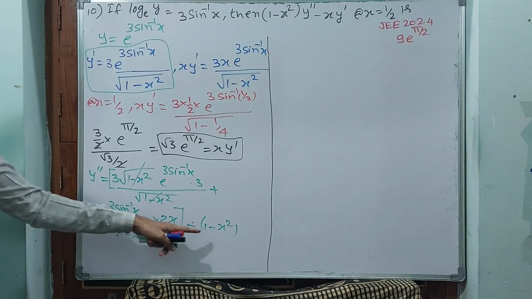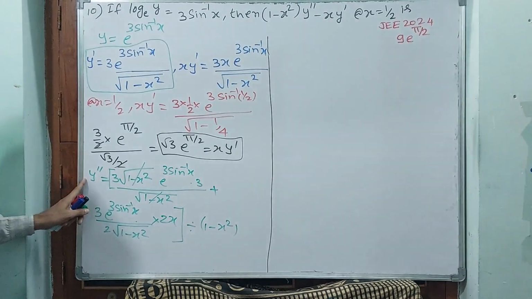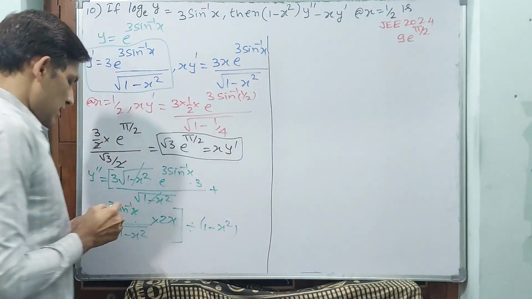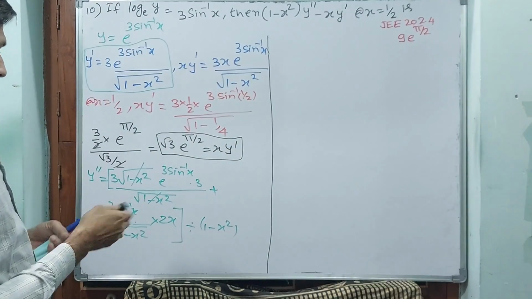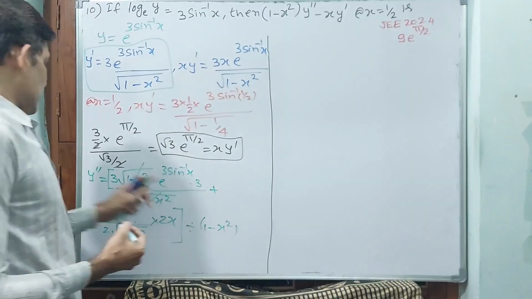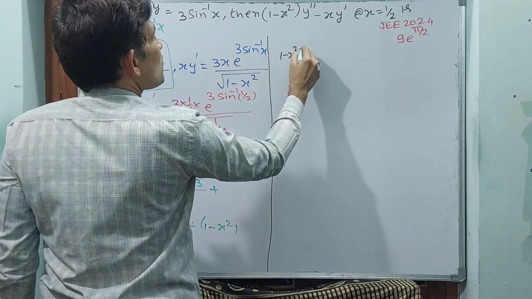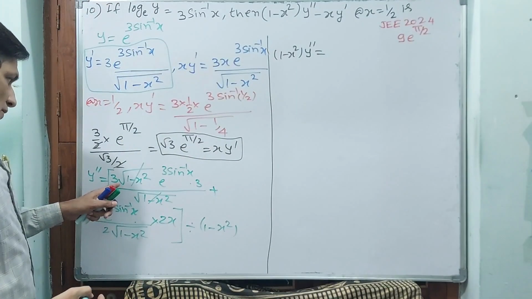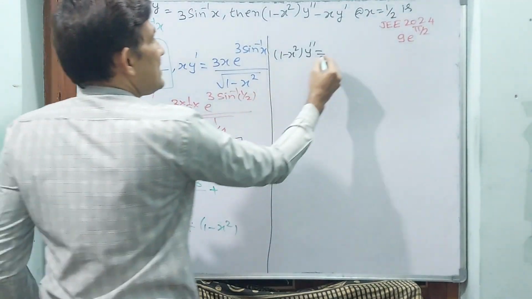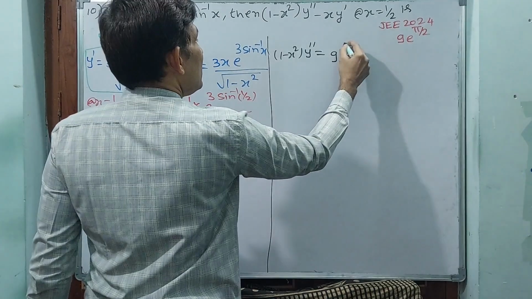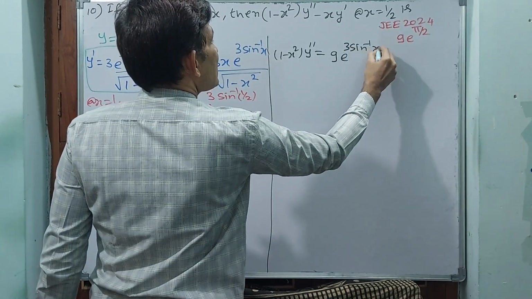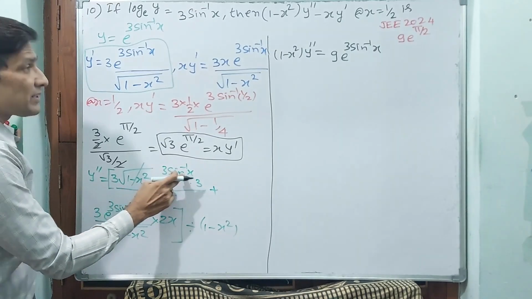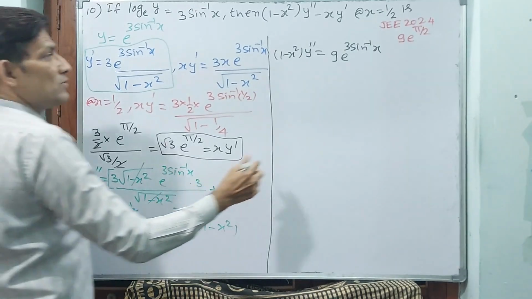Now you tell me, denominator 1 minus x square, can you send this side? Yes, we can send 1 minus x square into y double dash. Okay, that is the logic you have to understand here. Write down then. 1 minus x square into y double dash is equal to, carefully you do, 3 into 3 is 9, e power 3 sin inverse x. This portion is over. 3 into 3 is 9. This already got cancelled. E power 3 sin inverse x. Plus only, right?